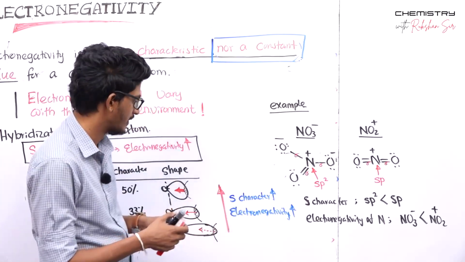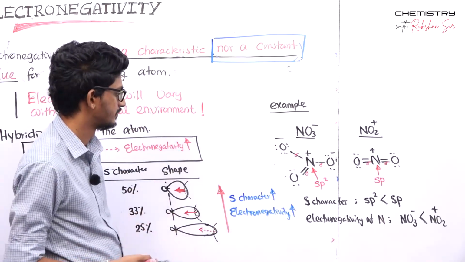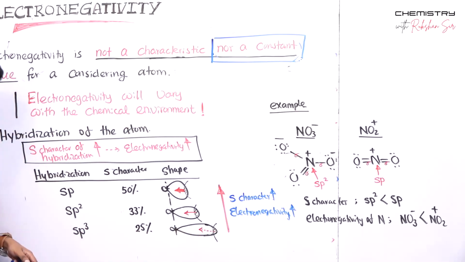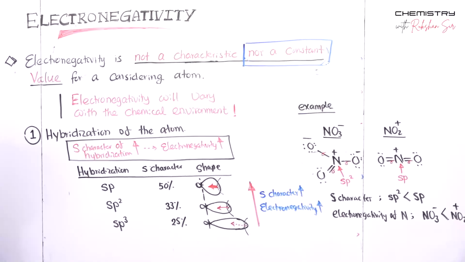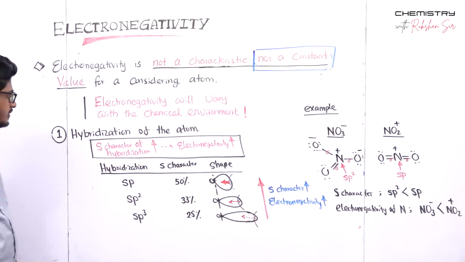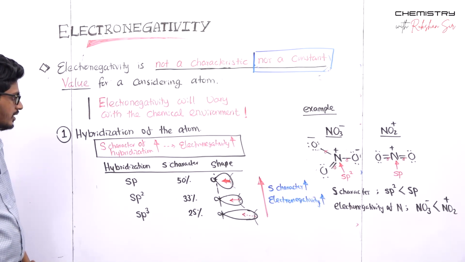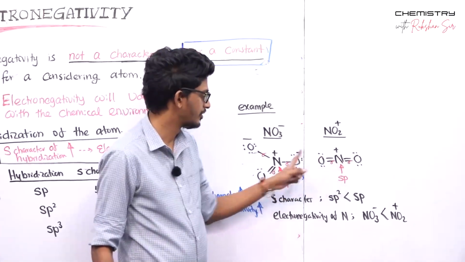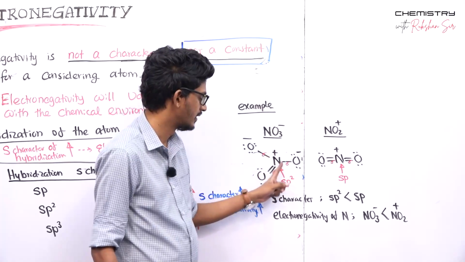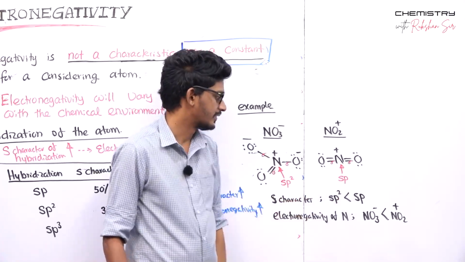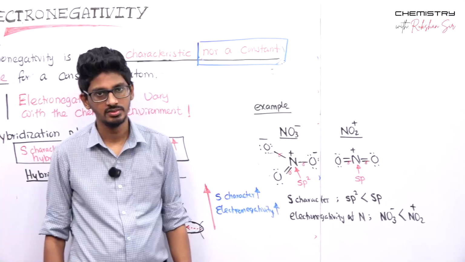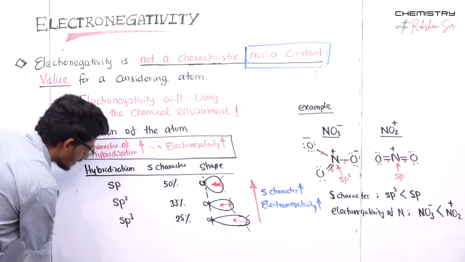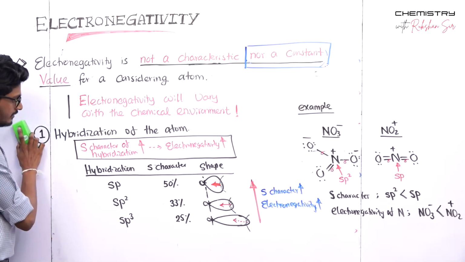So you can put this example as well with that note. That is the first example, the first chemical environment we need to discuss when it comes to electronegativity. So the electronegativity of nitrogen in this case is larger than the electronegativity of nitrogen in this case. That is what your s character does. Okay, let's discuss the second chemical environment, the second one.